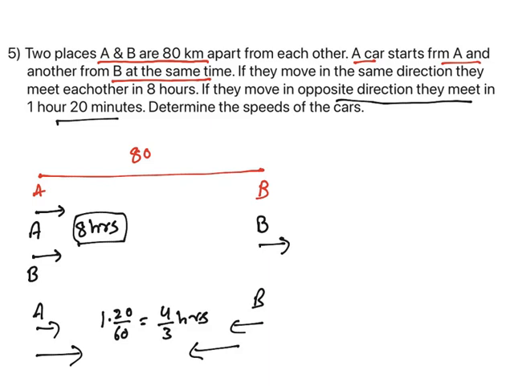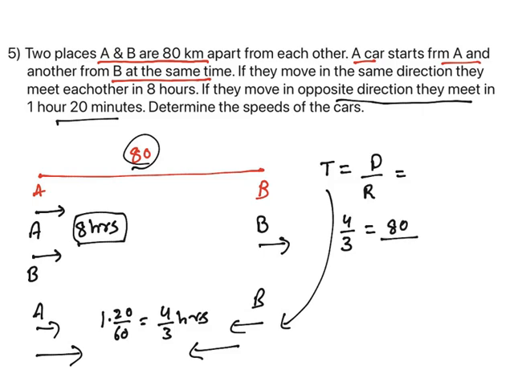So what is the time here? Now let's plug everything into the formula. Time is distance by rate, right? So the rate becomes additive, meaning what is the time taken here for opposite direction? It is 4 by 3 equal to, what is the distance here? 80 by the additive rate, let's say RA plus RB. Now when you solve this, you get RA plus RB equal to 60.